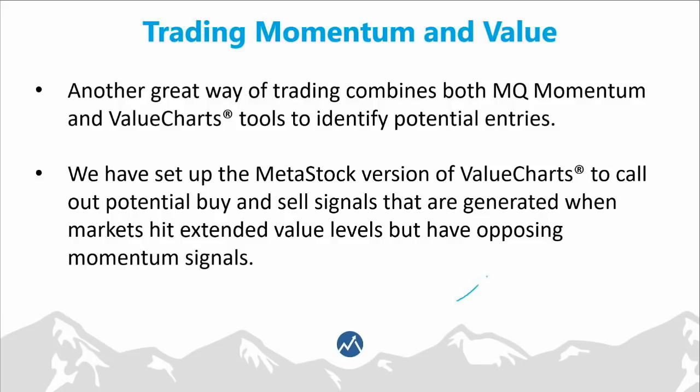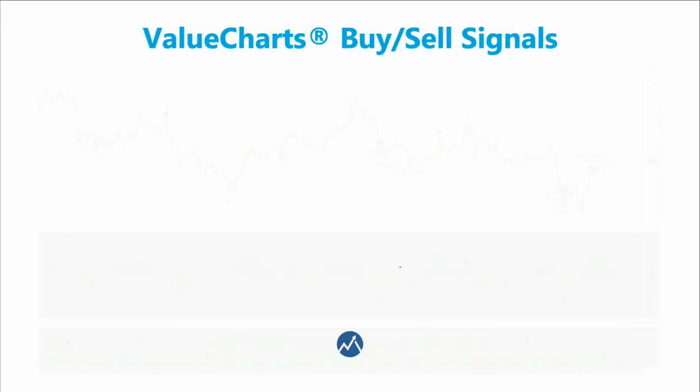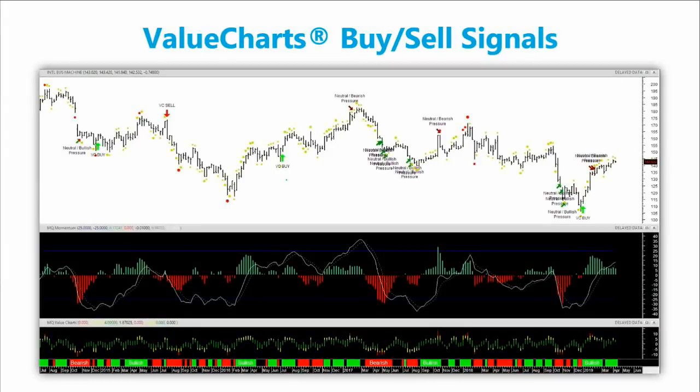So it's like saying, okay, this market's really extended to the upside, but our momentum is down. Okay, and we have also different commentary on here that'll tell you, hey, this market's neutral, or this market's bullish, or this market is bearish. All right, so here's what it looks like on here. This is IBM. You can see where it says VC buy right here. That's a bullish buy signal. We rally right up from there. Then we have VC sell here, bearish sell signal.